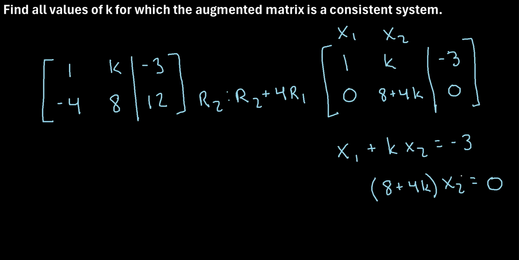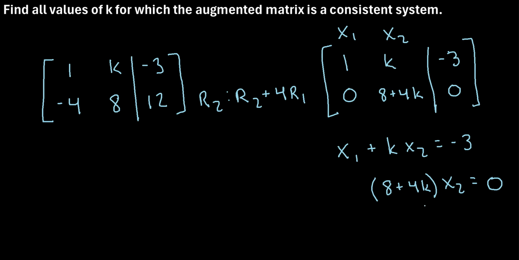So if we can figure out what x2 is here, we can plug that into the first equation and solve for x1. So we just need to ask ourselves, are there any values for k that would make this left-hand side not able to be equal to 0? Well, notice that if these parentheses were equal to 0, then 0 times x2 would be 0, so that's good. And notice that if this was anything except 0, we could simply make x2 equal to 0 to make the left-hand side equal to 0.